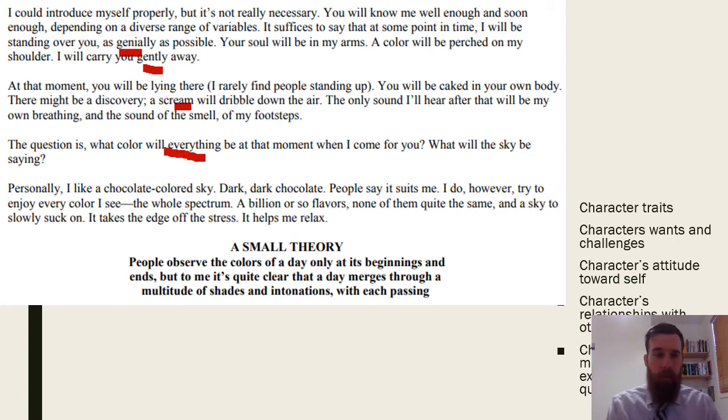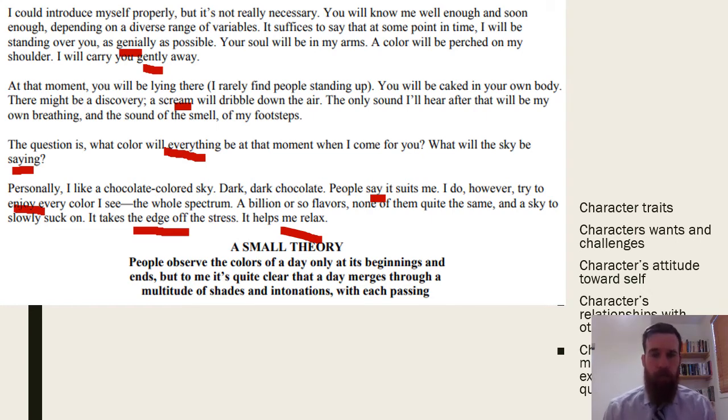What will the sky be saying? Personally, I like a chocolate-colored sky. Dark, dark chocolate. People say it suits me. I do, however, try to enjoy every color I see, the whole spectrum. A billion or so flavors, none of them quite the same, and a sky to slowly suck on. It takes off the stress. It helps me relax. A small theory. People observe the colors of a day only at its beginnings and ends, but to me, it's quite clear that a day merges through a multitude of shades and intonations with each passing.